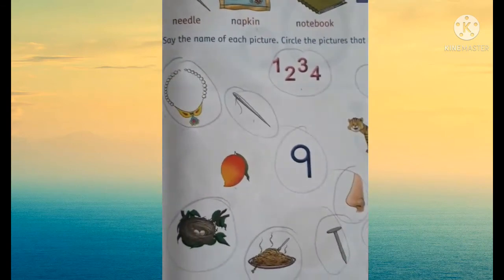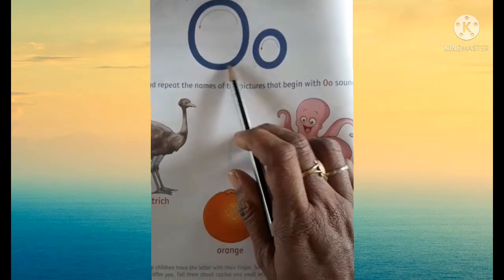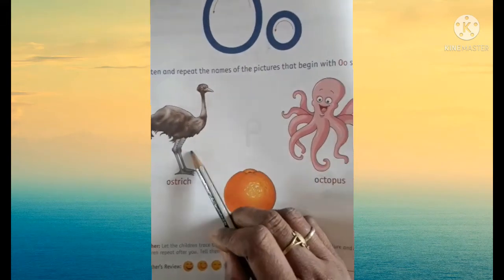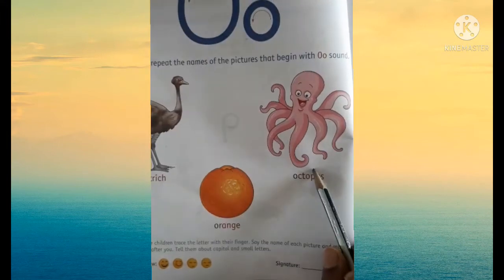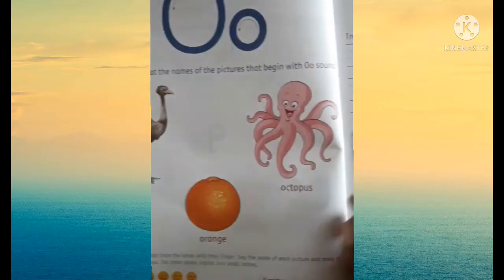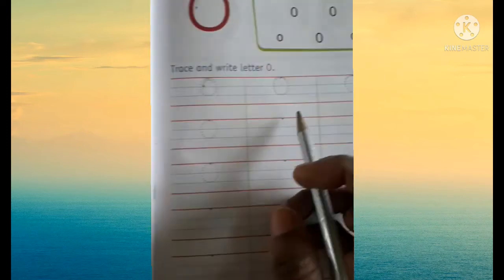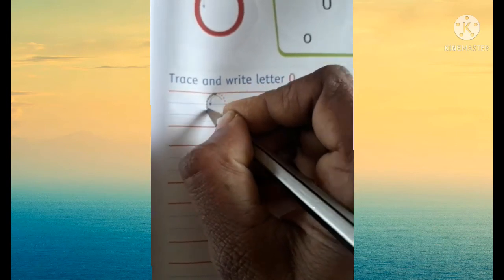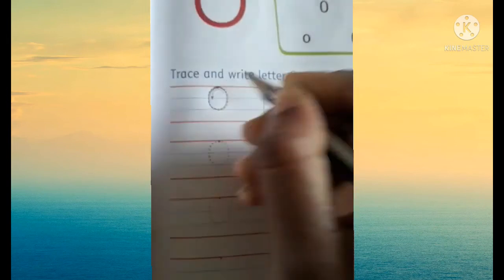Okay, children. This letter is O, capital letter O and small letter O. O for ostrich, O for octopus, O for orange. How can we write O letter? Look carefully. It's very easy to write this letter.